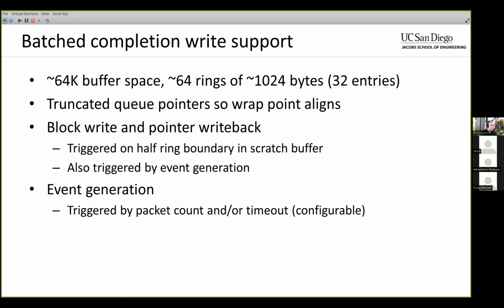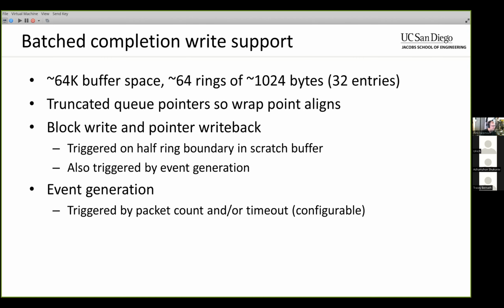So it uses about 64K of buffer space, which is basically the smallest buffer that you can build out of block RAM when you have a 1024-bit wide data path. So it doesn't make sense to make it smaller than that. So this is 64 rings at 1024 bytes. And that corresponds to 32 entries. And then that is split across TX, RX, and event rings.